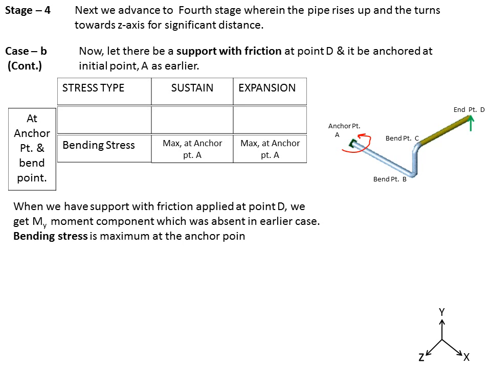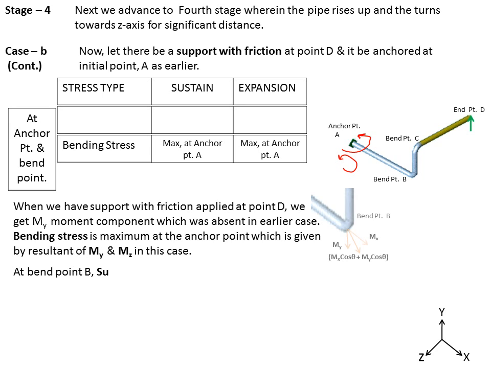Now, bending stress is maximum at the anchor point, which is given by the resultant of My and Mz in this case. So bending stress is because of the My component of the moment and the Mz component of the moment, and it's the resultant of these two components of the moments divided by the section modulus of the pipe, producing the bending stress at the anchor point A in both the sustained and expansion condition.